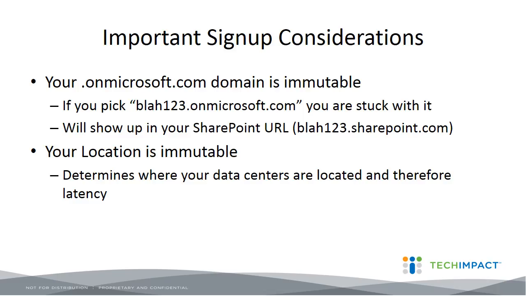Some important considerations. You can never change your .onmicrosoft.com domain name. You are stuck with it forever. Mostly you won't see it, but it does exist in your SharePoint URL. We used to be npowerpa, and now our SharePoint URL is npowerpa.onmicrosoft.com, and there's nothing we can do to change it. So be smart about that decision. You also can't change your location when you sign up for the account. That determines where your data centers are. So make smart decisions about that. And that's all I had for sign-up considerations.